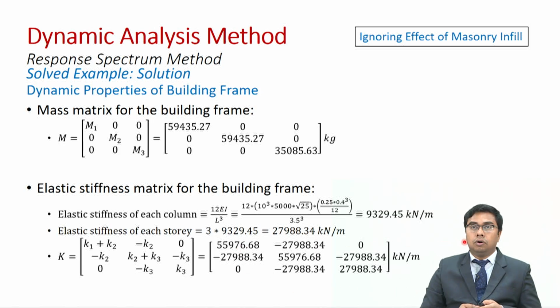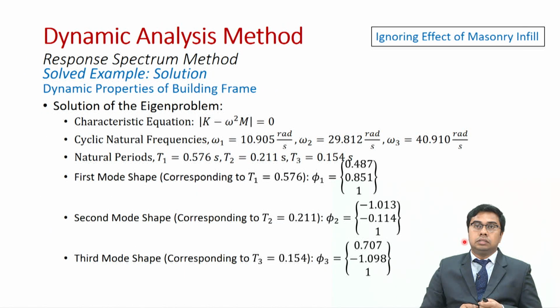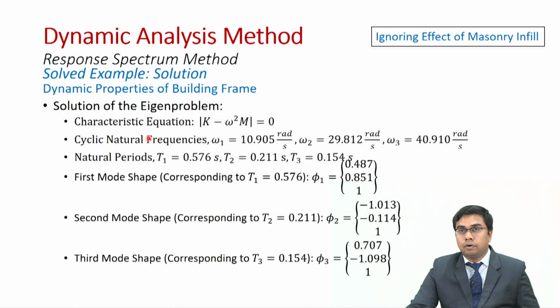So, this we have obtained. Now, we can set up the eigenvalue problem, from where we get the characteristic equation, which is K minus omega square m. The discriminant will be equal to 0. If we solve the characteristic equation, we will get the natural frequencies of the system.